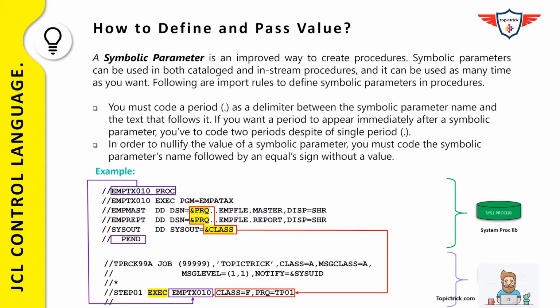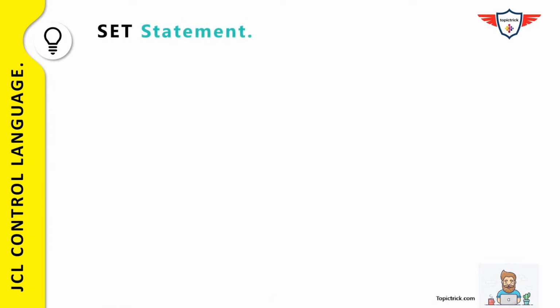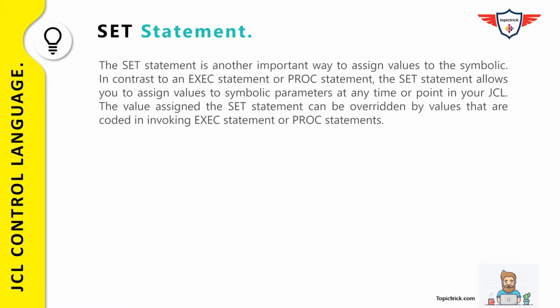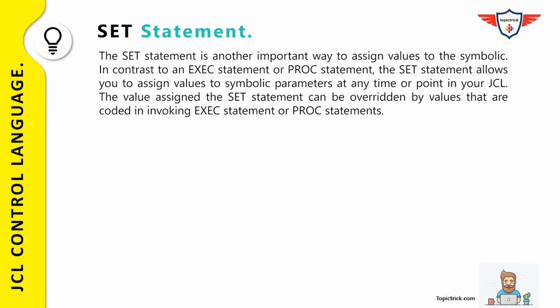And due to this flexibility of symbolic parameters, it is always recommended that you should use symbolic parameters while writing your procedures. Now let's talk about the SET statement, which is generally used to assign values to these symbolic parameters. And thereafter, we will talk about how you can concatenate these symbolic parameters to create different job control statements in your procedures.